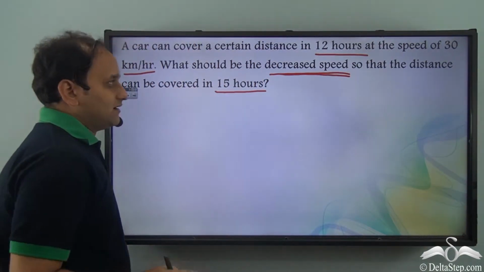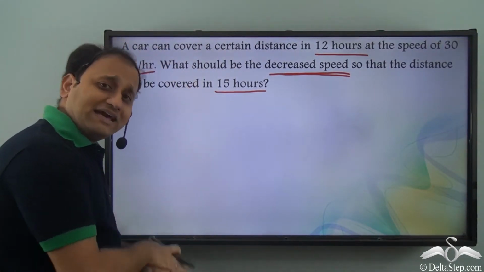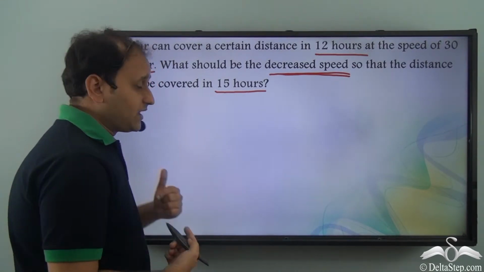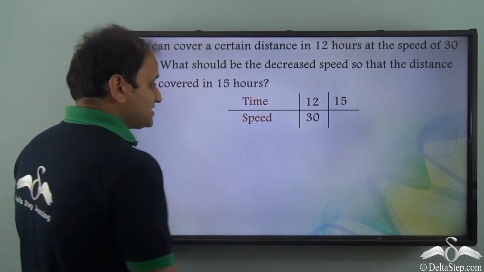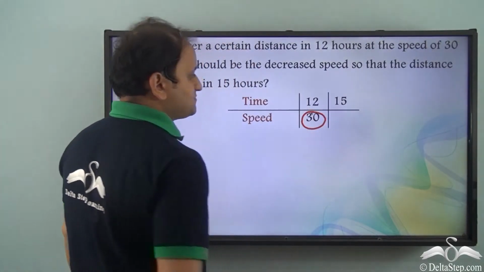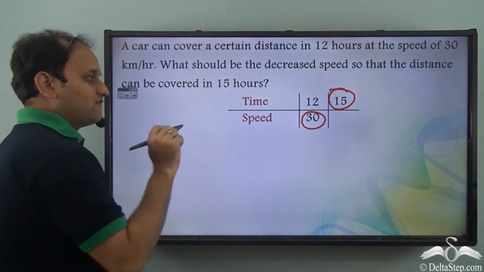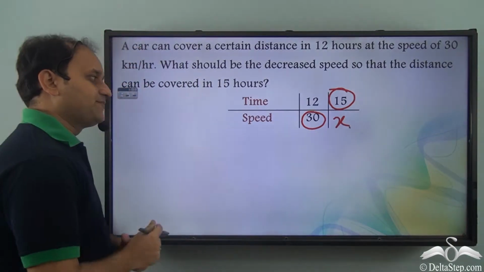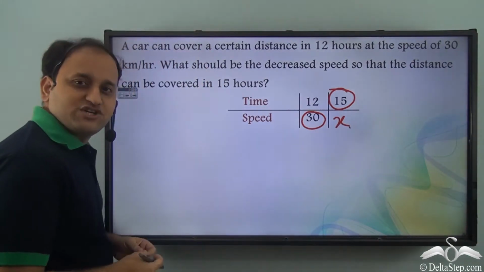So what is happening here? As the time increases, speed decreases. We see an inverse relationship. Now what is given to us? When time is 12 hours, speed is 30 kilometers per hour. Now when time is 15 hours, what will be the speed? If we consider this as x, then we can apply the rule of inverse variation.